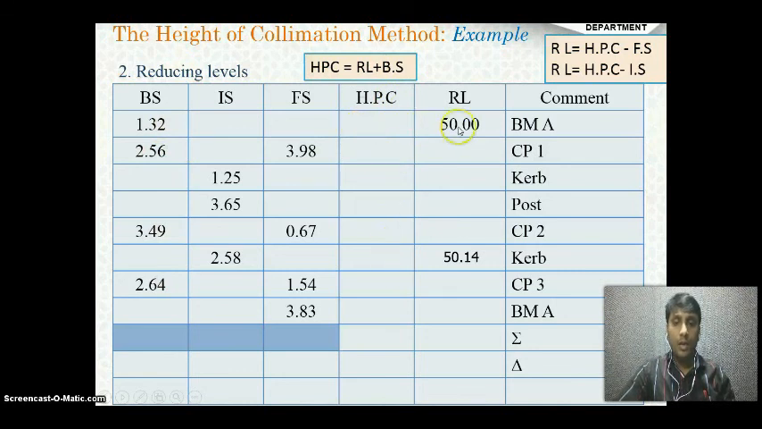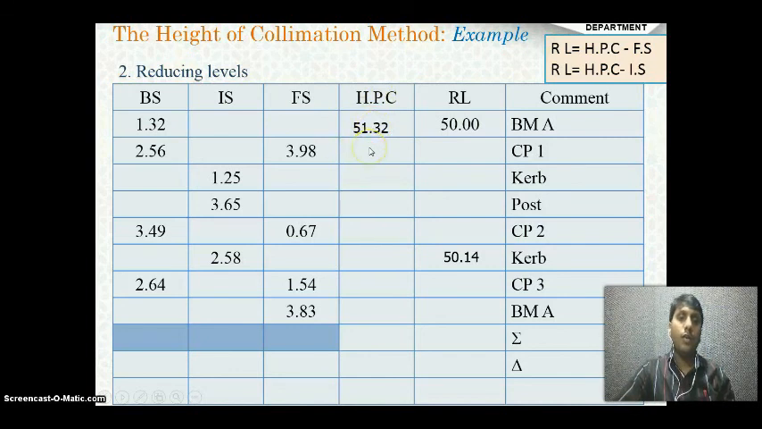So here you know the RL and the backsight, and you need to calculate the height of plane collimation. Height of plane collimation is equal to RL plus backsight. So 50 plus 1.32 gives 51.32. So you have calculated the height of plane collimation here. With this help, next you need to calculate the RLs of the points.